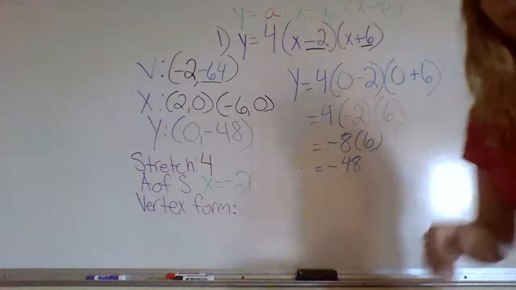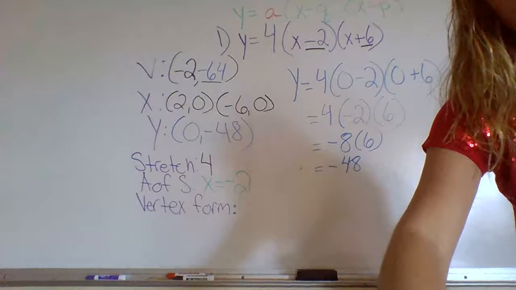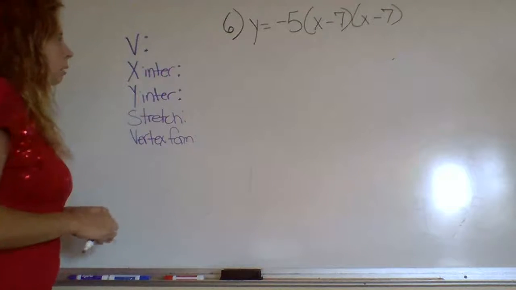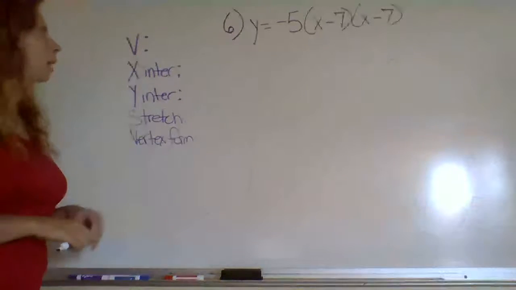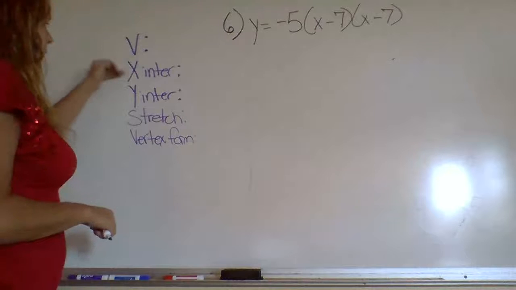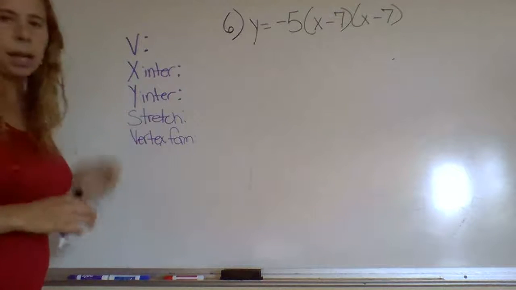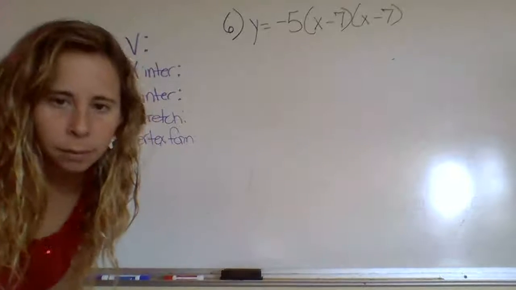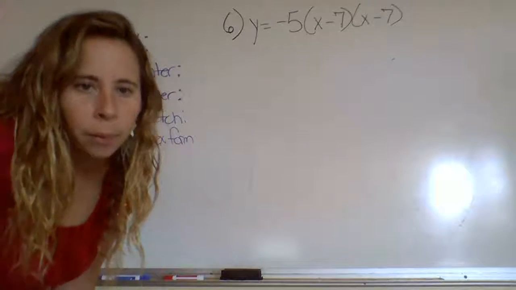Okay. Let's pause. Okay, I'm going to skip to number 6. So, same thing. You're finding the vertex, the x-intercept, the y-intercept, the stretch, and the vertex form. I feel like I'm forgetting one. Am I forgetting one? 1, 2, 3, 4, 5. No, that's it. Okay.